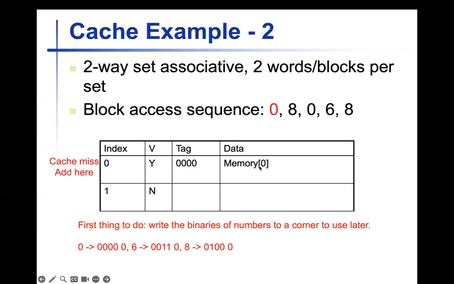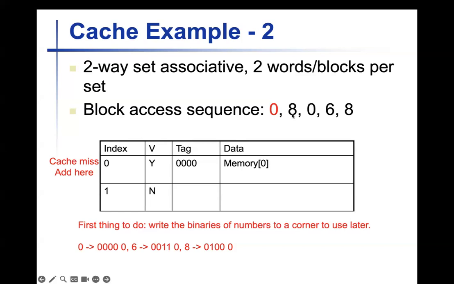The first request is going to be 0. Since everything was empty, I'm going to put it into 0. As you can see, the last bit here is 0, so the index it has to go into is 0. So I'm going to change the validity bit to y, and I'm going to put the tag as 0, 0, 0, 0, and all the data in memory location 0 goes into the data area. So this is the cache miss, and I'm going to add the data here.